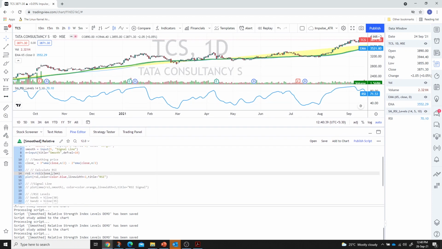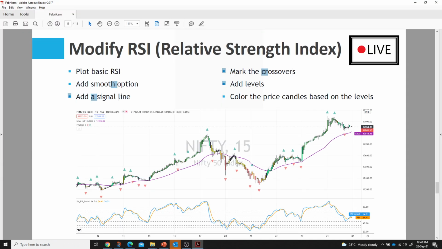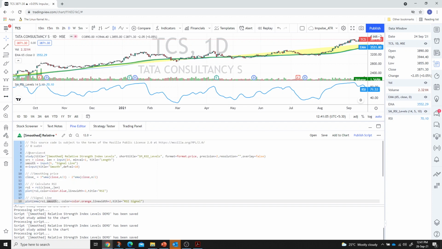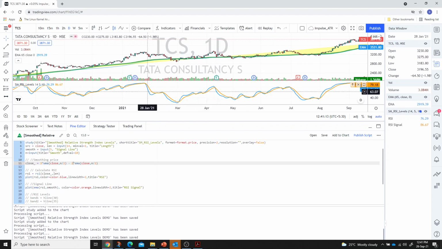right? So I'm okay for this example to lose some information and get a delay outcome, but I want to get a good visual outcome. Then what shall we do? Let's add a signal line to it. This I will do by plotting an EMA of RSI with a smoothing length of 5, right? So 5 here. So if I enable this now, then I will get a follow EMA. So this is my signal line now.